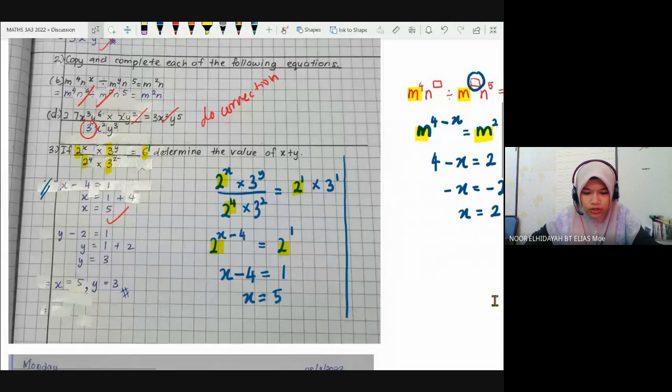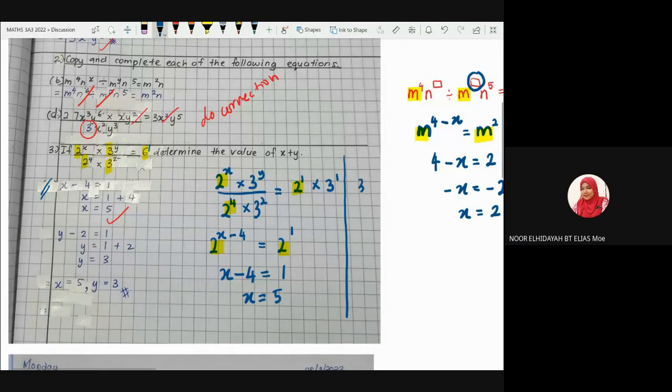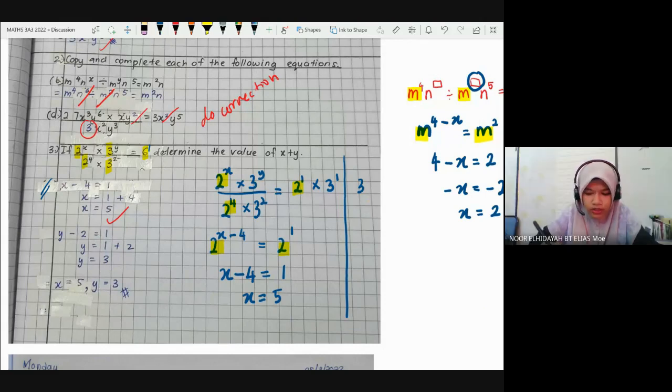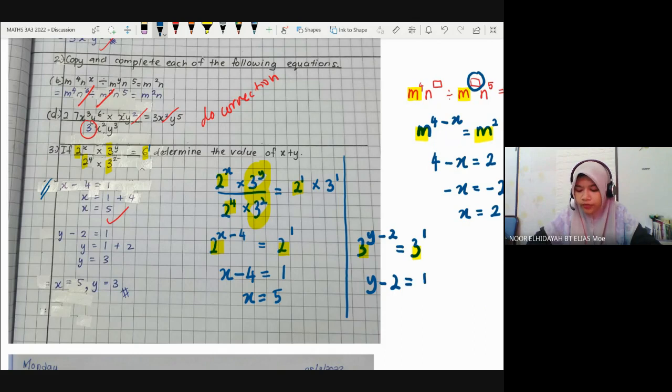Okay, so 3 to the power of y. Kat bawah ni, 3 to the power of y minus 2, because 3 to the power of y divided by 3 to the power of 2. Okay, so y minus 2 is equals to 3 to the power of 1. Now you have the same base of 3, so solve the index: y minus 2 is equals to 1. Therefore, y is equals to 3.